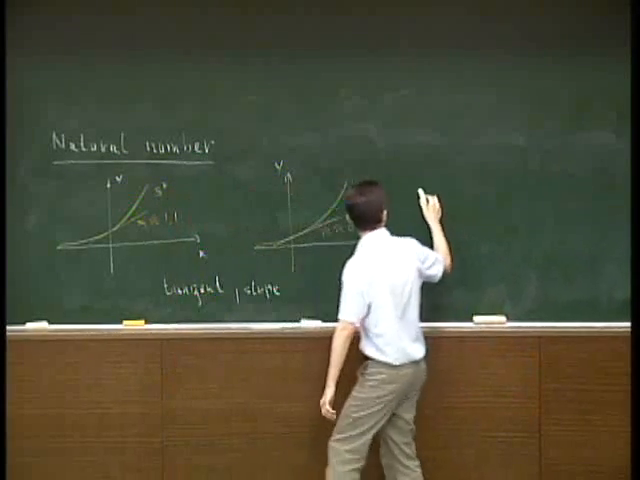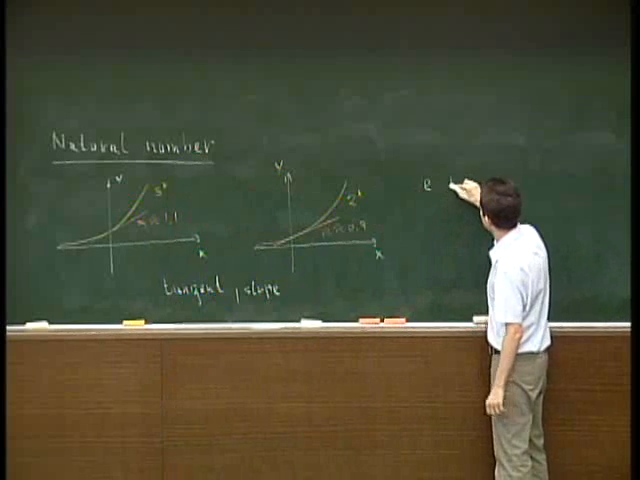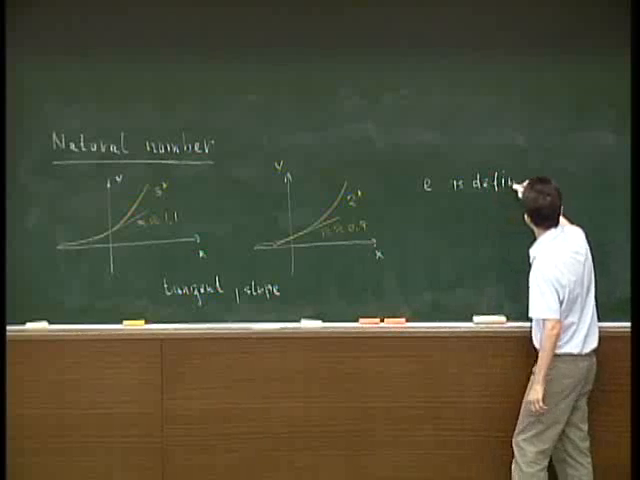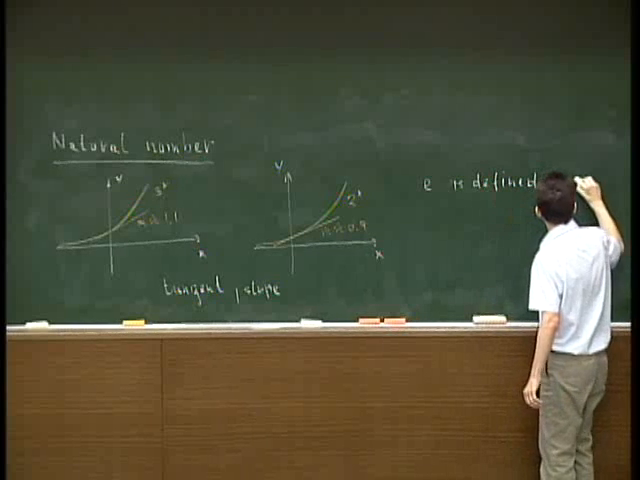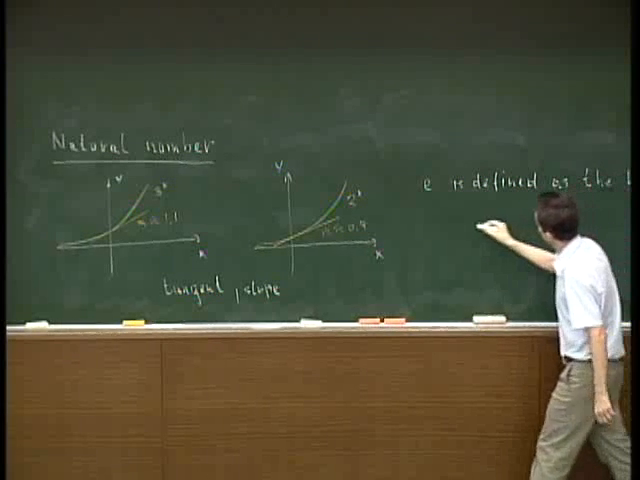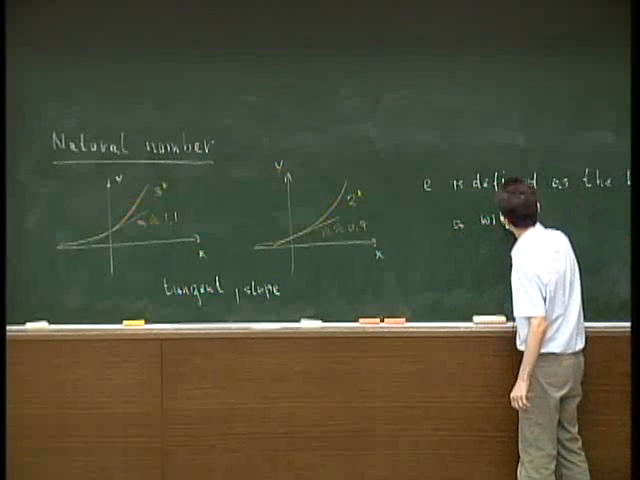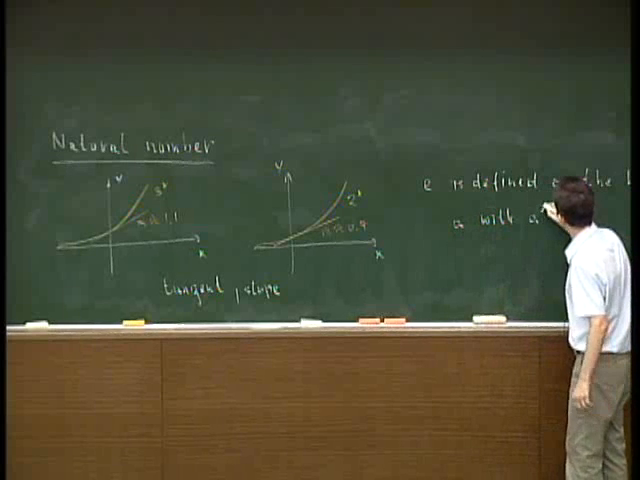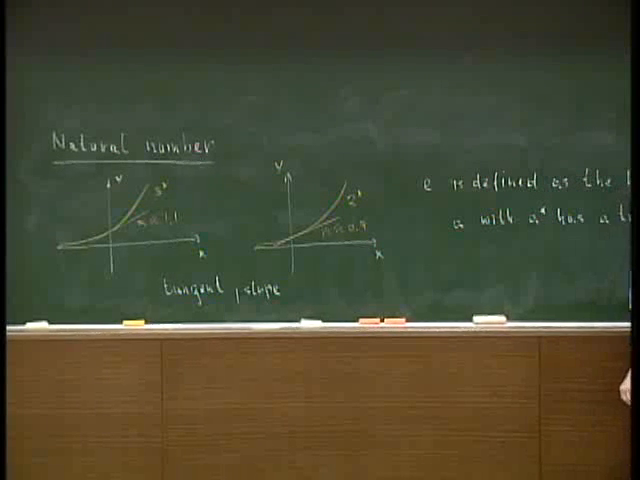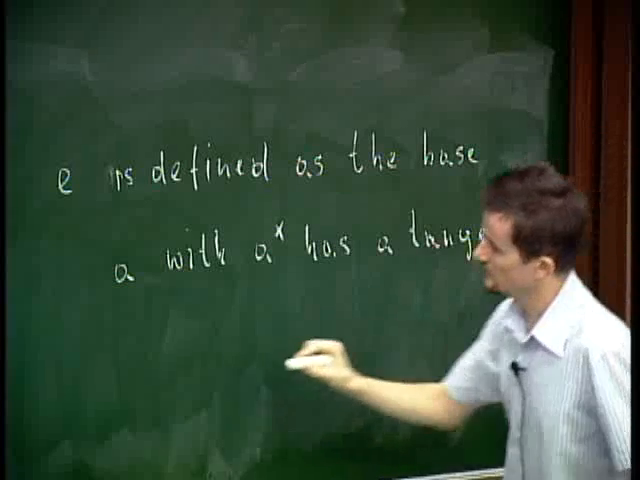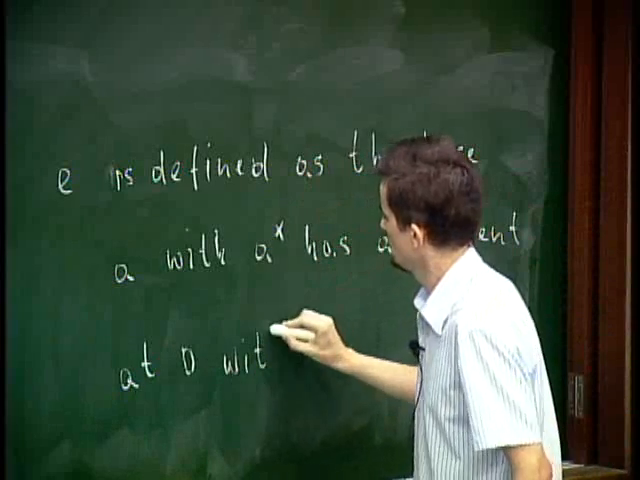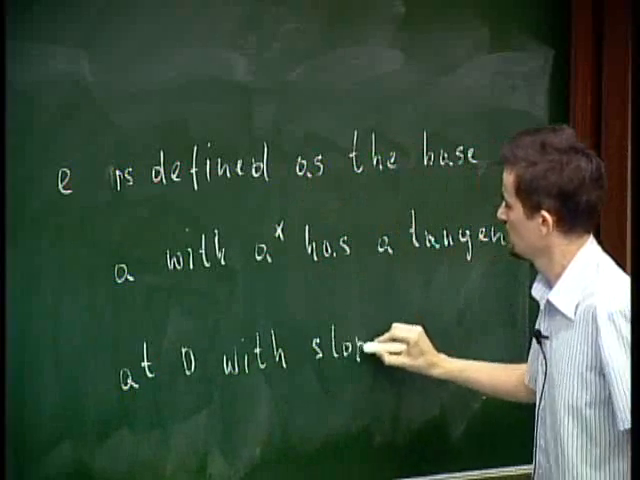Okay, so we call it E. So E is defined as the base a, with a to the x having a tangent at 0 with slope 1.